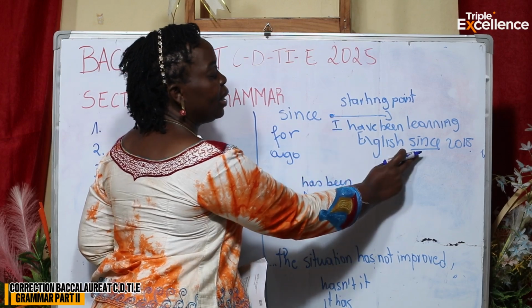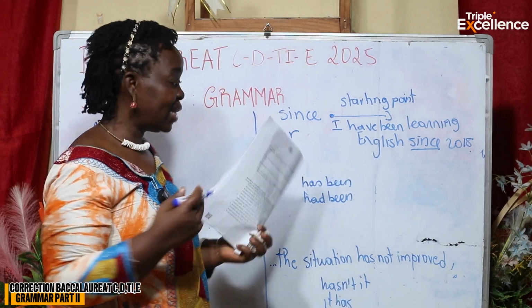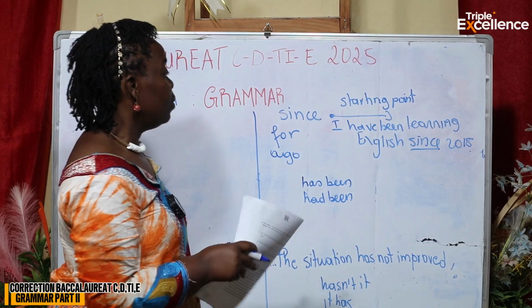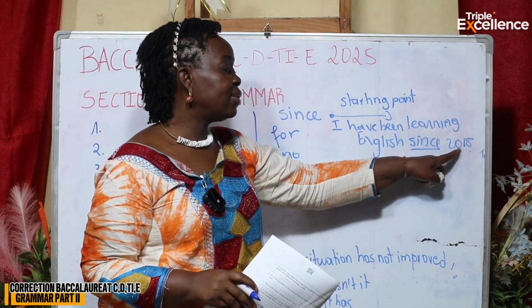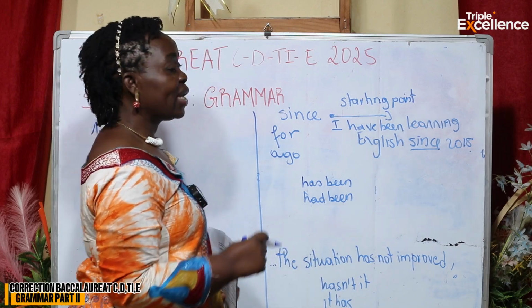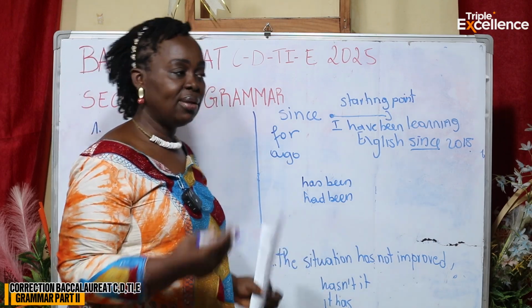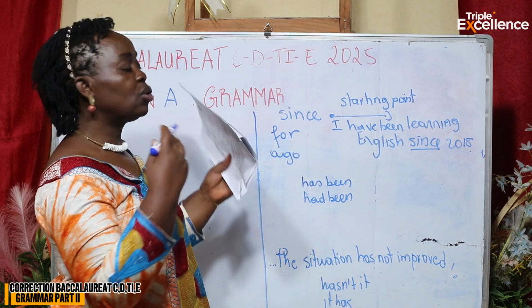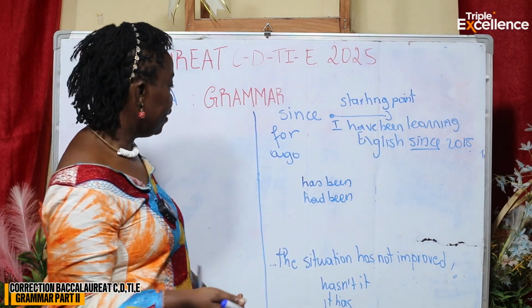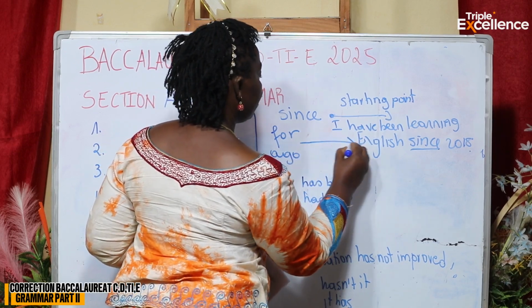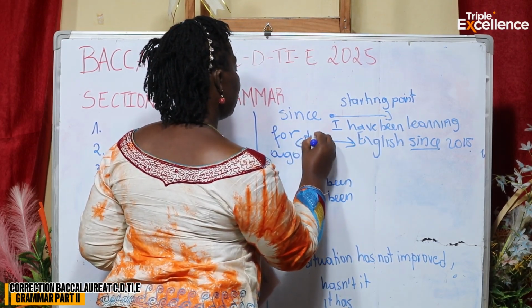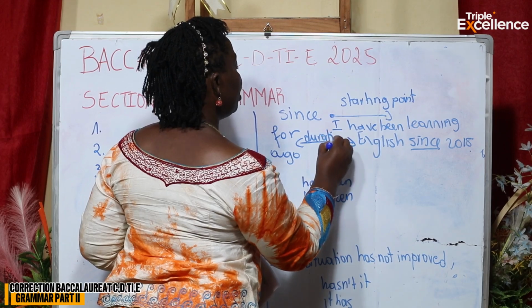You started learning English in 6e. For those who have started learning English in 6e, you can say I have been learning English since 2018. So we can say since January, since December, since 2018. But for has to do with the duration. For has to do with the duration.